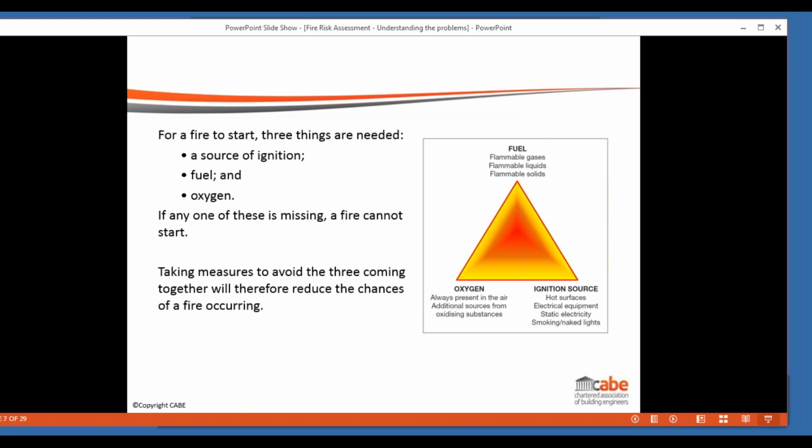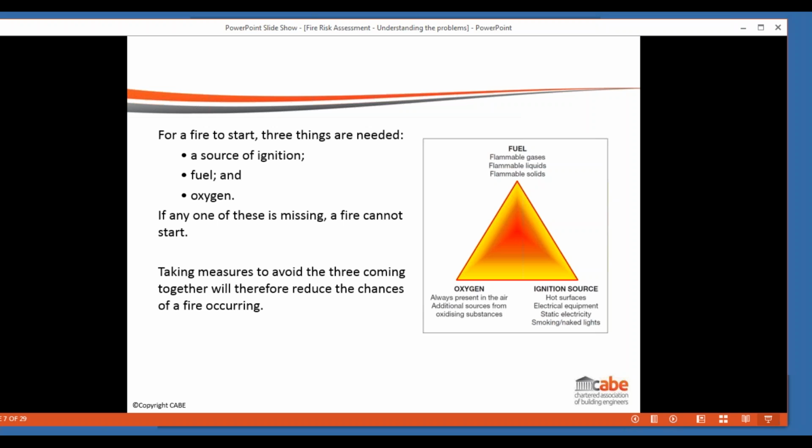So, starting from first principles, if we're going to start looking at hazards and identifying potential risks, then we need to understand the basic principles of the fire. And I'm sure all of you watching today are familiar with the fire triangle and the concept that what we need for a fire to start is a source of ignition, a source of fuel, and a source of oxygen.